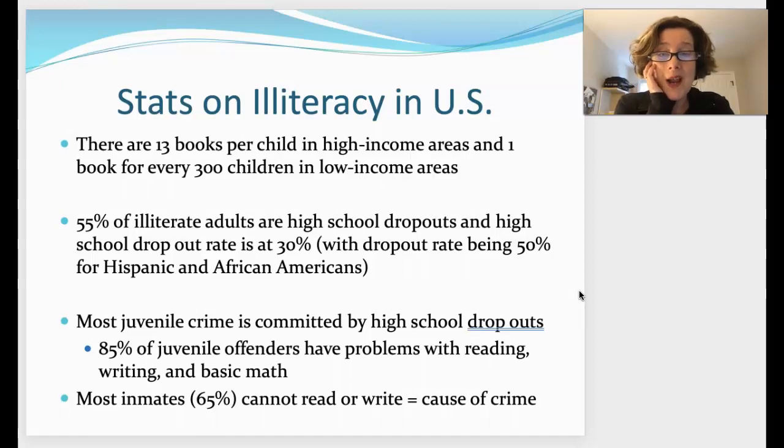Most juvenile crime is committed by high school dropouts. 85% of juvenile offenders have problems with reading, writing, and basic math. And most inmates, 65%, cannot read or write. Now, some would say that that is actually the cause of the crime because they cannot get a job that will pay, so they are forced to resort to crime.